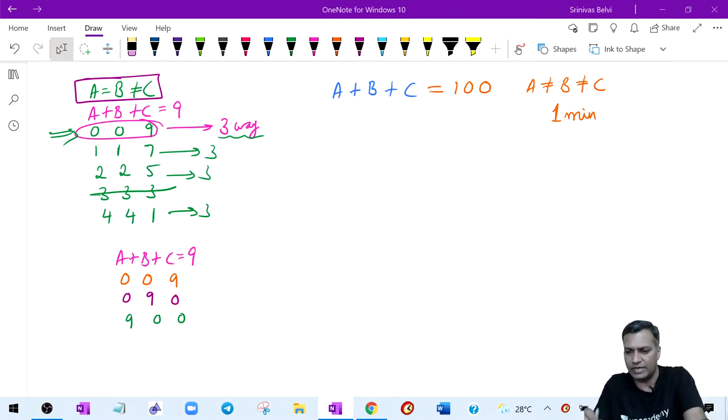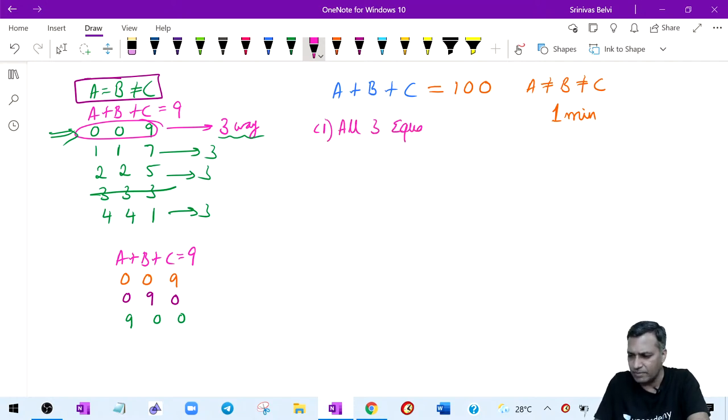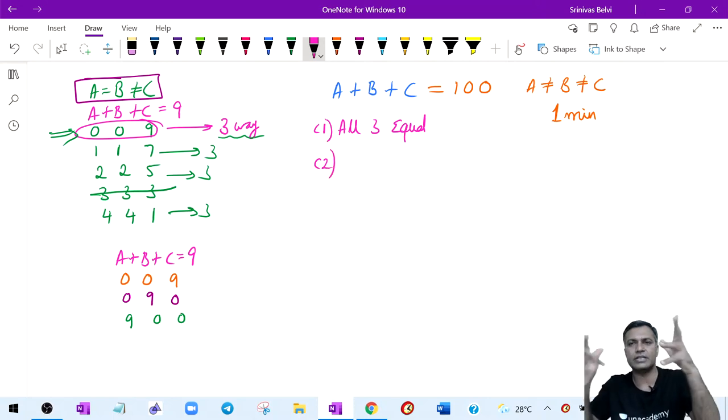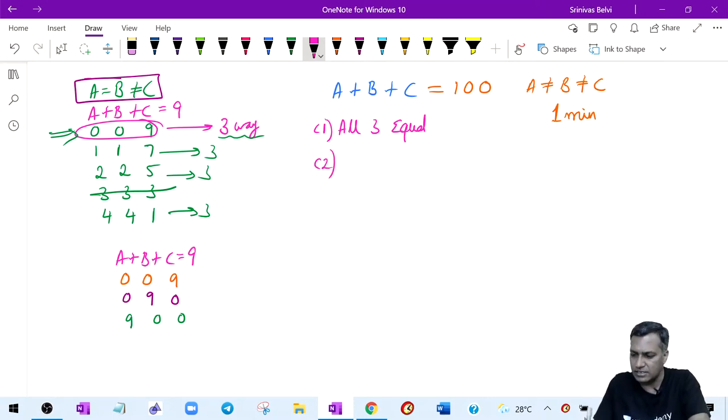Do it with me, friends. The same 3 cases will linger in your mind. What is case 1? All 3 equal, right? This is a pattern of thinking. Case 2: what can happen when the 3 kids come out and report? Exactly 2 are equal. Two of them report the same number.